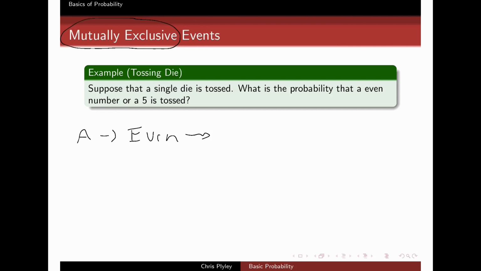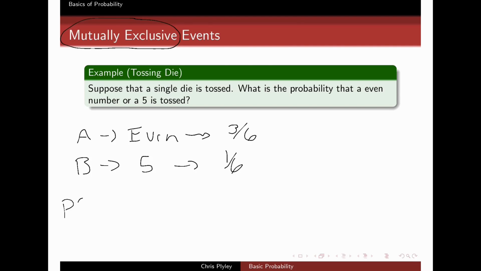I won't show you the details, but you should know that that has a probability of 1/2, 3 out of 6. The even numbers are 2, 4, and 6 out of my 6 possibilities. And let's let B be the event that I toss the number 5. So what's the probability of throwing a 5? That's, of course, 1 in 6.